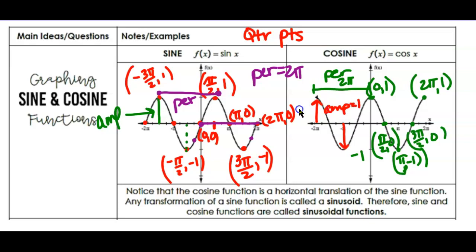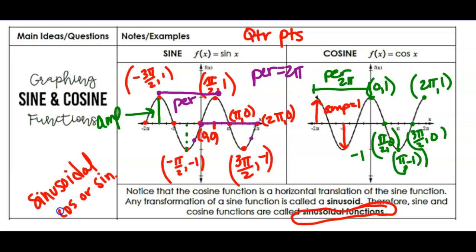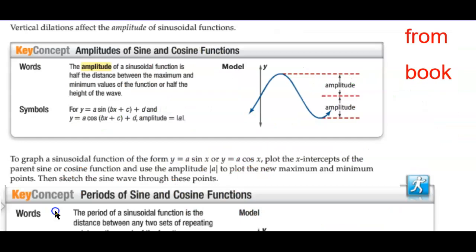All right, notice the cosine is a horizontal translation of the sine. Any transformation of a sine function is called a sinusoid. Therefore, both sine and cosine functions are called sinusoidal functions. Okay, I didn't circle that well, but the word sinusoidal can apply to cosine or sine, okay? When you see that word, don't think it means I have to do a sine graph. It can be a cosine or sine.